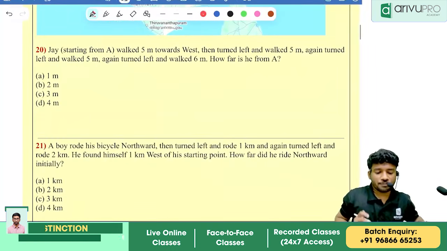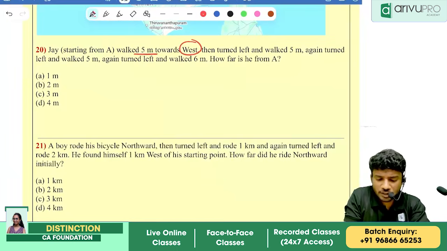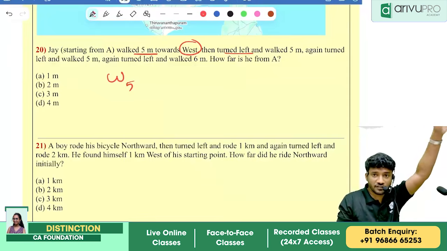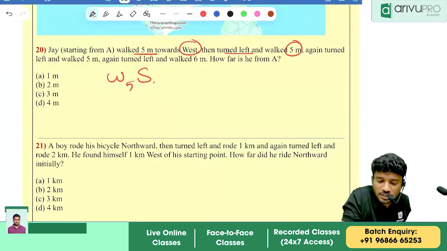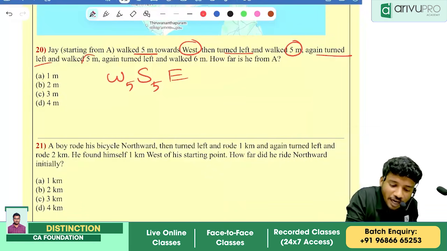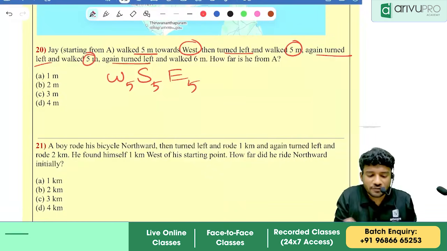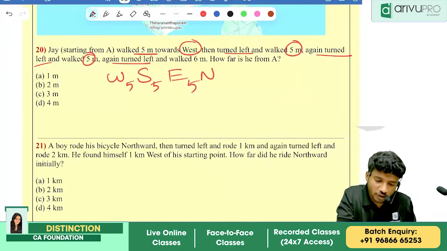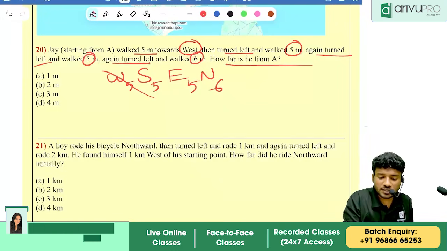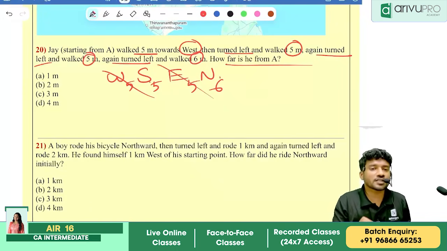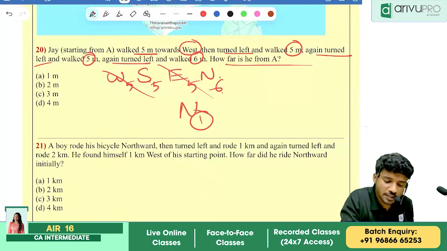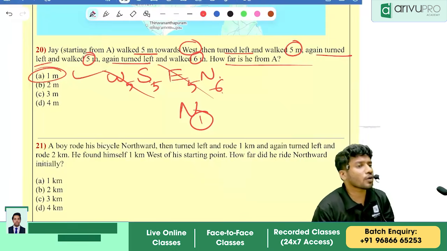Now, the first question. J started to walk 5 kilometers towards west. Then turn left. Left of west is what? South. And walked how much? 5. Again turn left. Left of south is what? East. How many? 5. Then again turn left. Left of east is what? North. How many meters? 6 meters. How far is he from A is the question. People, west 5, east 5, cancel. North and south are opposite. Which is bigger? North 6 minus 5, 1. So how much is the answer? 1 meter. Rather than drawing, do this method.